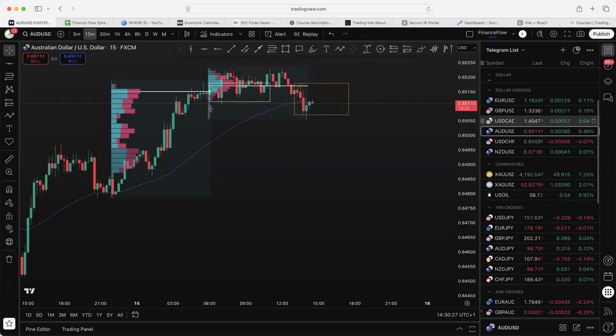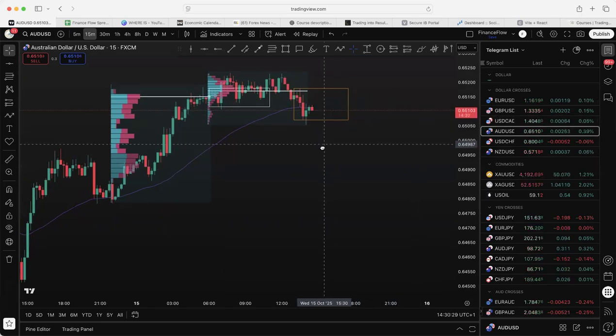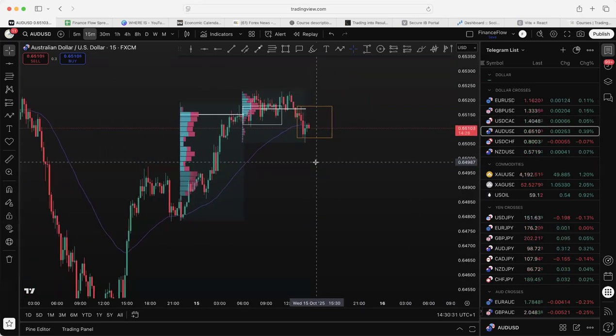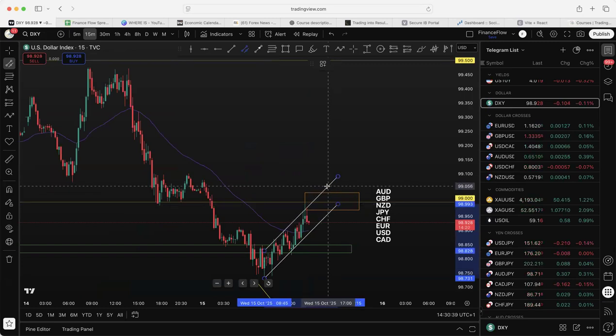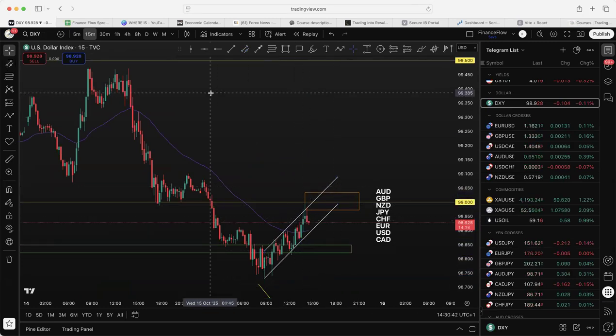USD CAD, AUD. But obviously, that would be if dollar was to continue melting. We've got a nice channel here as well forming on the US dollar. Look at that. Boom, boom, boom. But it doesn't really mean anything.